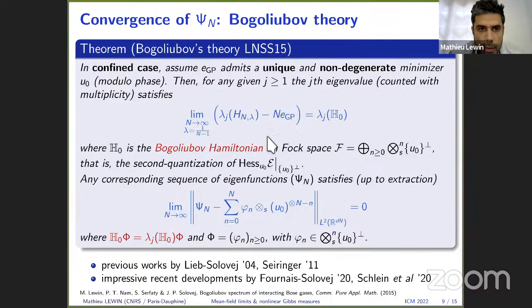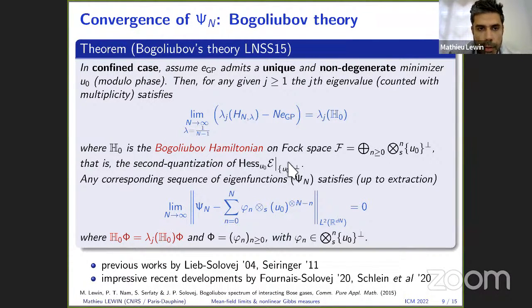And more precisely, we get an effective operator which tells us what the eigenvalues are doing, which is called the Bogoliubov Hamiltonian. It's a quite complicated operator, which I'm not going to define here, but you can read the details if you are interested. So it's an operator on Fock space, which is the direct sum of the symmetric tensor product of the tangent plane at u0, meaning just the u0 perp. And this Bogoliubov Hamiltonian is just a second quantization of the Hessian of our mean-field Gross-Pitaevskii energy.